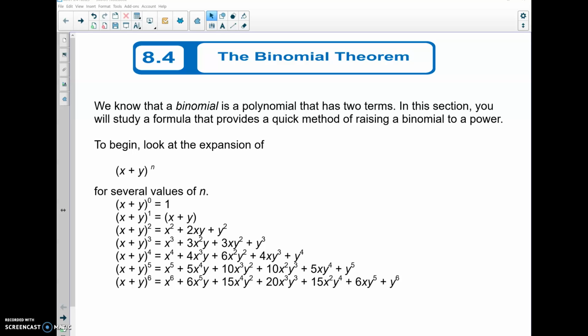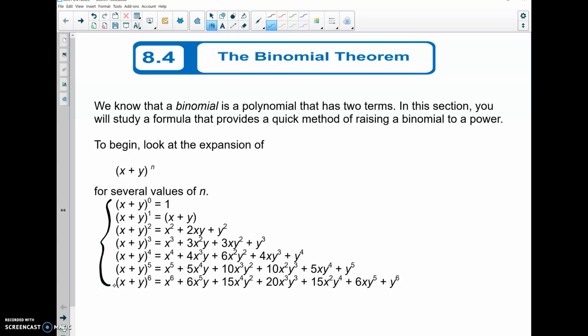Hey guys, so today we're going to do section 8.4, Binomial Theorem. When you think of a binomial, what do you think of? A binomial is a polynomial that has two terms. In this section, we're going to talk about raising that binomial to a power. Let's take a look at the most basic binomial, x plus y, raised to the n, and focus on some powers of that binomial.